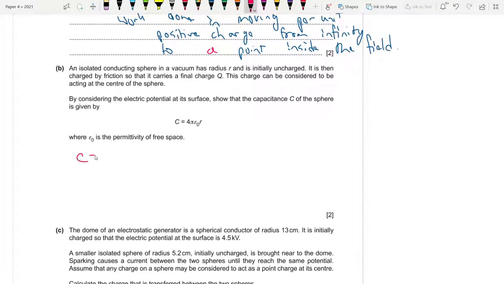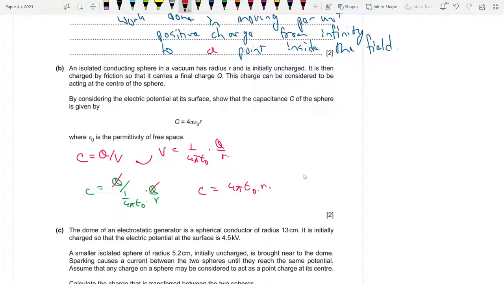We know that capacitance is equal to charge stored on each plate divided by voltage between the plates, and we also know that voltage is equal to 1 by 4 pi epsilon naught into q by r. So if we substitute this inside here, what do we end up with? C is equal to Q divided by 1 by 4 pi epsilon naught into Q by R, right? And these Q's can be cancelled out. So we end up with, after reciprocal, 4 pi epsilon naught into R. That's it. Okay?